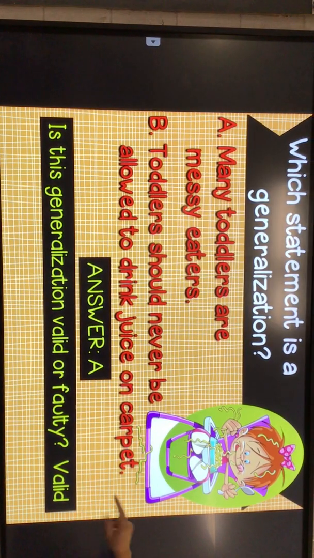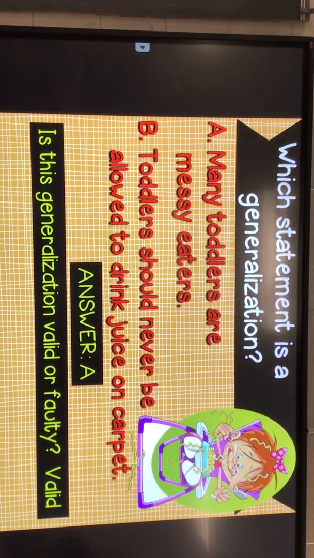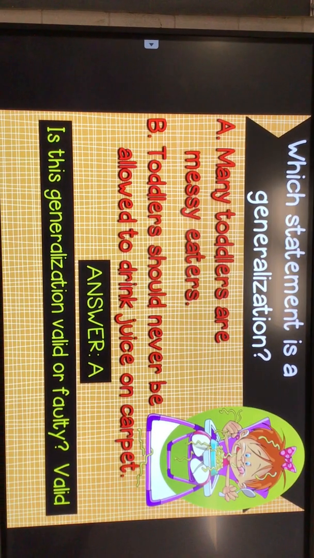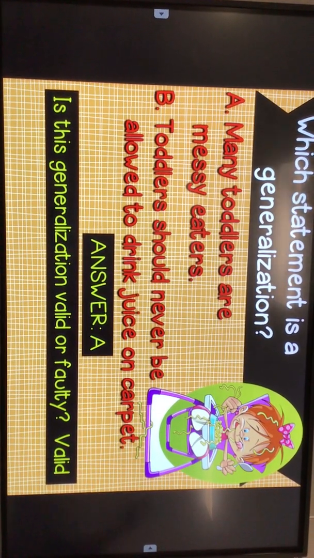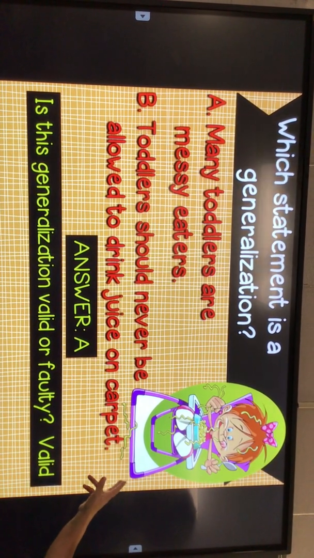I didn't realize we were doing faulty or valid. That one is valid. We can prove that. If it said all toddlers are messy eaters, and we found that one gifted child that didn't drop anything, then it would be proven false.